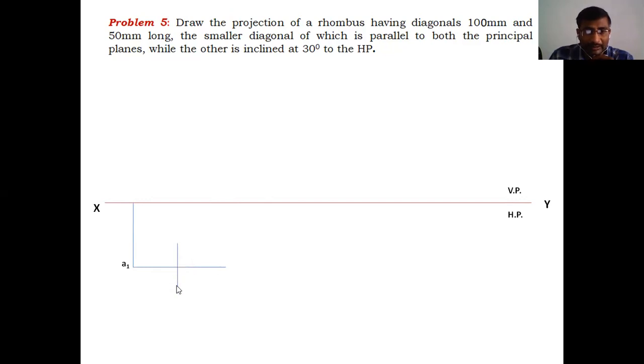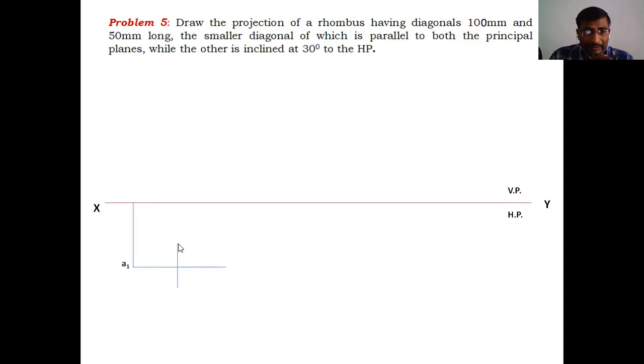And draw the smaller diagonal, which is 50 mm long. At the midpoint of the horizontal line, draw a vertical line of 50 mm length. That is 25 mm above the horizontal line and 25 mm below the horizontal line. The total length of the smaller diagonal is 50 mm. So first of all, locate the point A1. From that A1, draw the longer diagonal of 100 mm length, that is 10 centimeters.